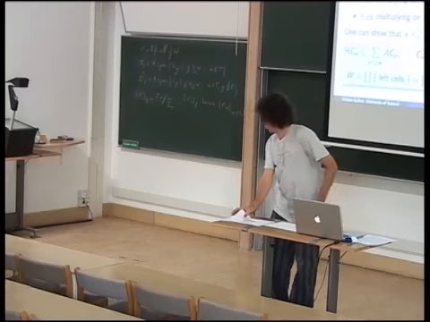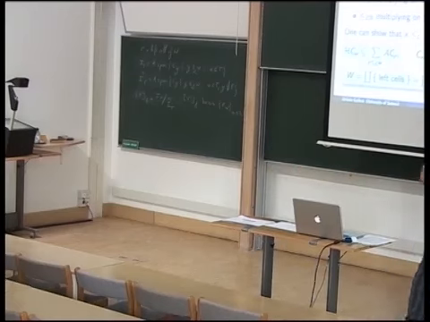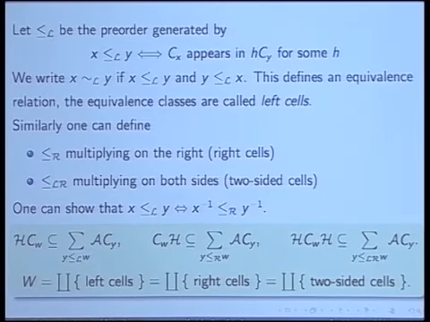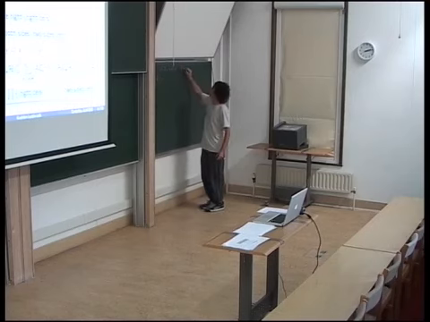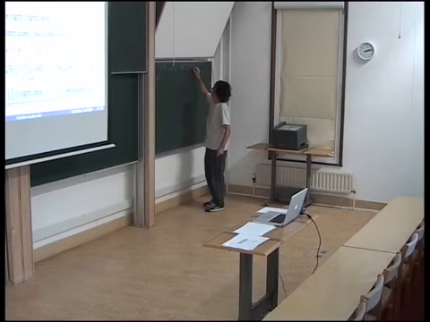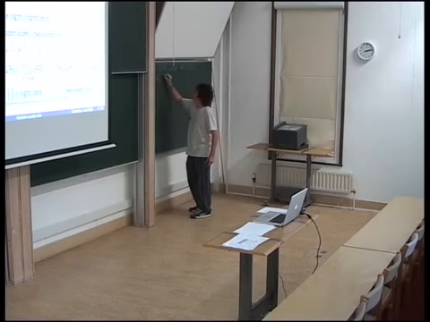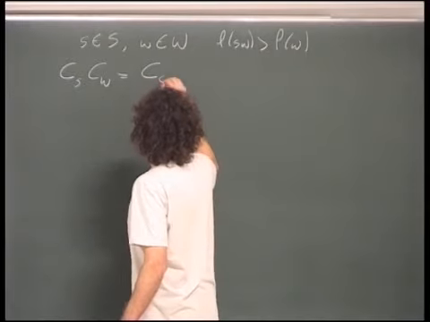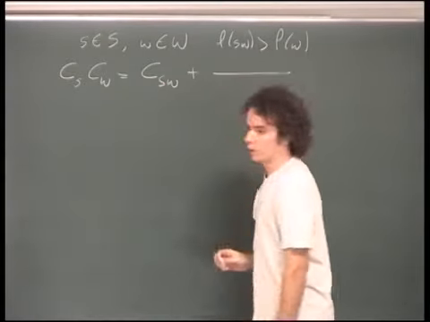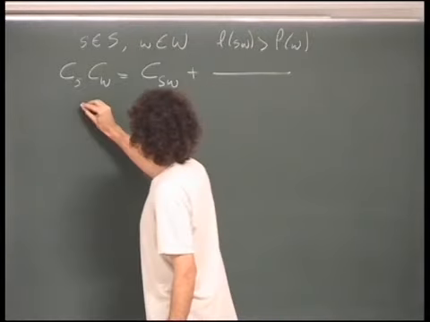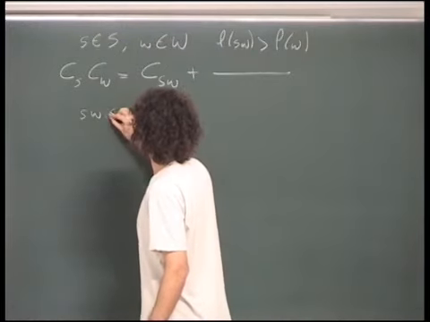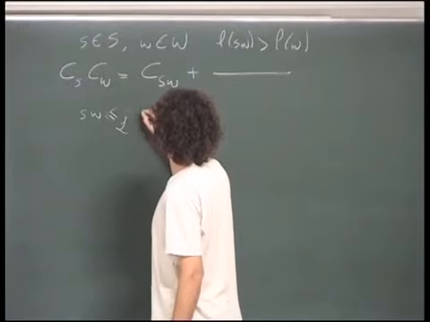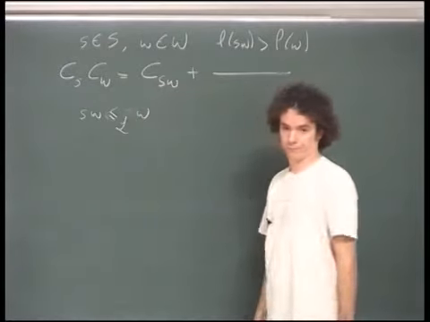Another thing I forgot to say, maybe I write it there: if you take S in the generating set, W in W, then if the length of SW is strictly bigger than the length of W, then if you multiply C_S and C_W, you always end up with C_SW and something. So you will always have SW less or equal to W in the left order.